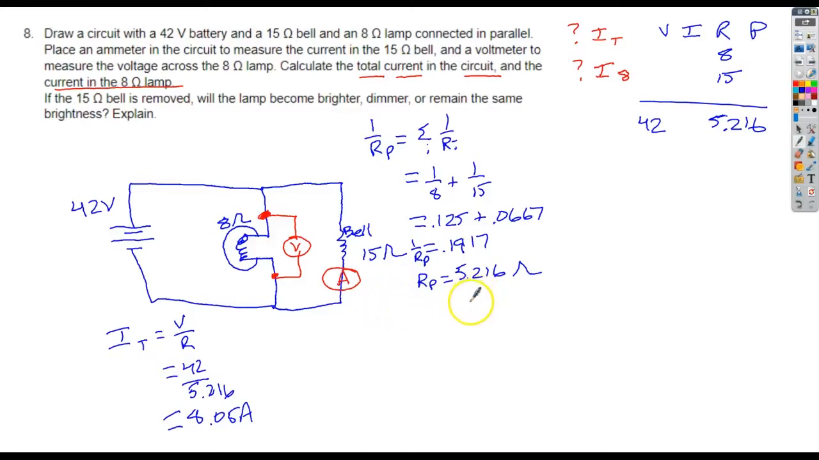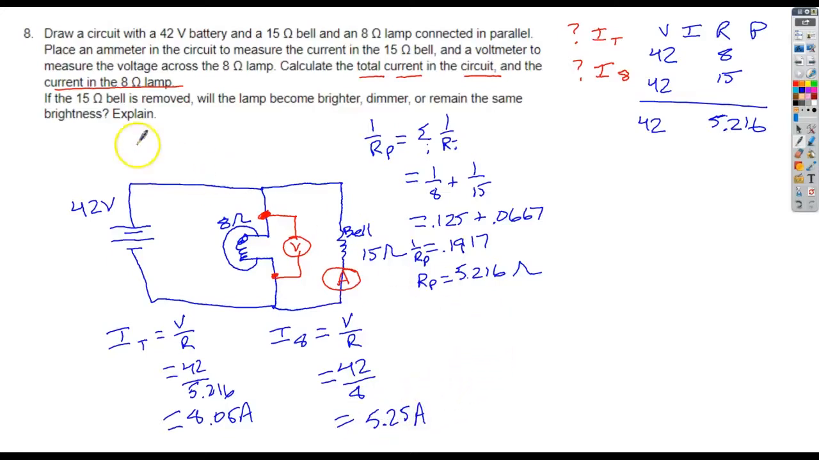They now want us to find out what is the current in the 8 ohm resistor, and so we can do this again because remember both of the voltages here are 42. So now we have the current in the 8 ohm resistor, and that is equal to the voltage in the 8 divided by the resistance in the 8. Voltage in the 8 is 42, resistance in the 8 is 8, so 42 divided by 8 is equal to 5.25 amps. Now I know what both of those are.